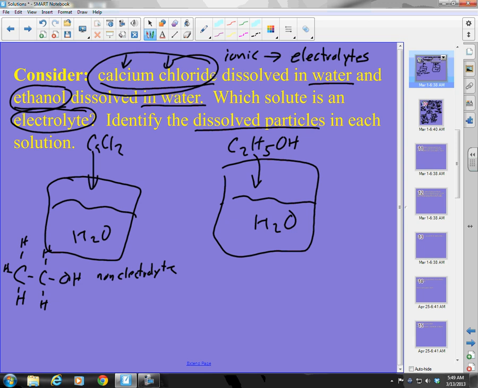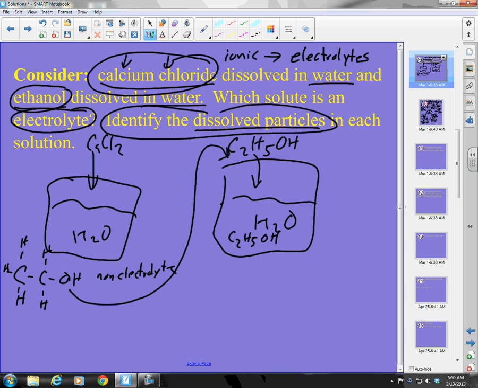which means when it dissolves, what do we have over here? We only have C2H5OH. So, identify the dissolved particles. Well, the dissolved particles for ethanol dissolving in water are just ethanol, C2H5OH. That is what is dissolved.